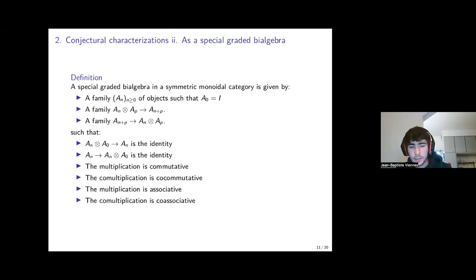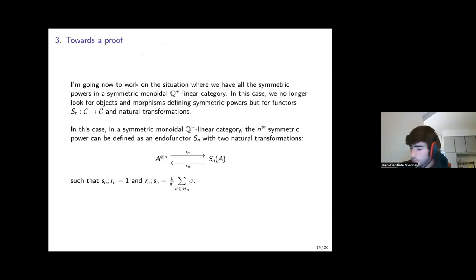So we know that in a symmetric monoidal K-plus category, if An is the n-th symmetric power of A1, we obtain a special graded bialgebra, and the conjecture is that the reverse is true also. If you have a special graded bialgebra, An is going to be the n-th symmetric power of A1. Also, a conjecture is that commutativity, co-commutativity, associativity, and co-associativity are redundant in this definition. So now I'm going to explain why I think these conjectures are true.